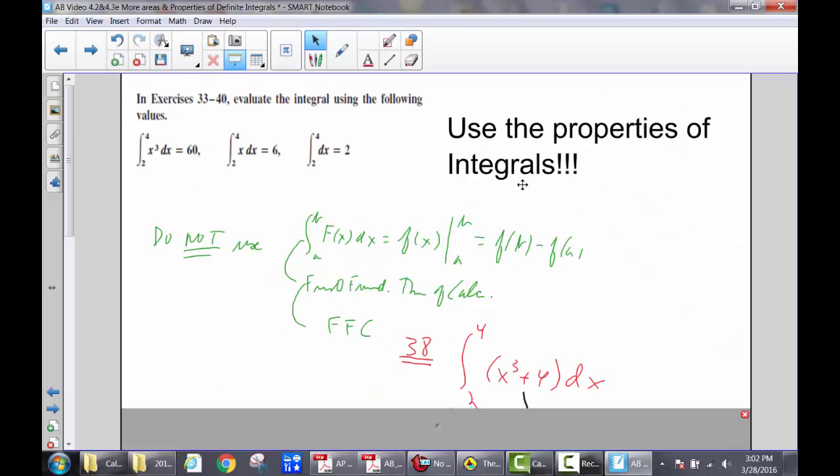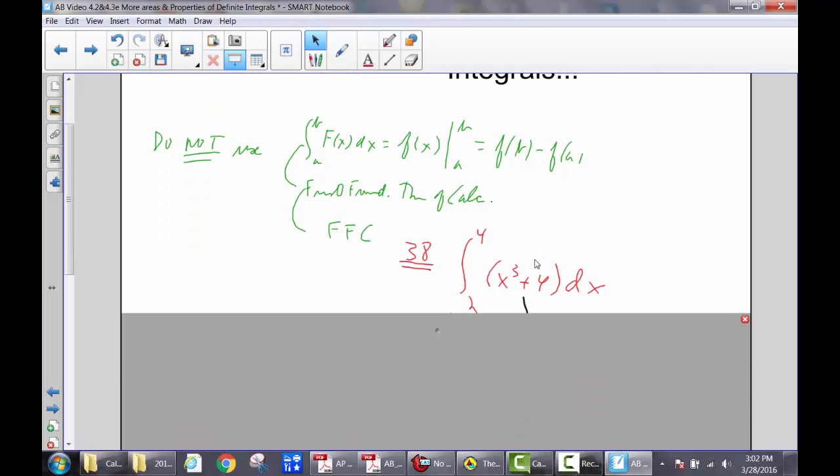Okay, so this is using the properties of integrals. It says evaluate the integral using the following values. Now, they don't think you know how to evaluate definite integrals yet. So as far as you can be concerned, this is f of x all cubed, this is f of x, and this is 1. All you know is the integral from 2 to 4 of this weird function that supposedly you don't know how to integrate is 60. 2 to 4 of this other function x dx is 6, and 2 to 4 of dx is 2. Okay, they don't want you using definite integrals or the first fundamental theorem of calculus.